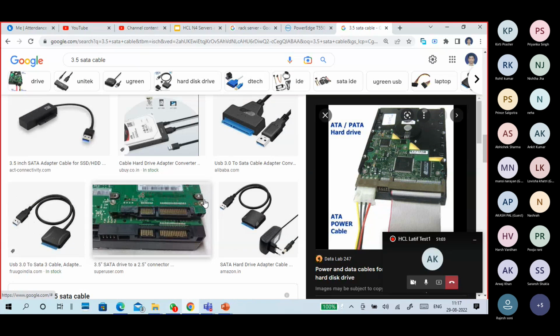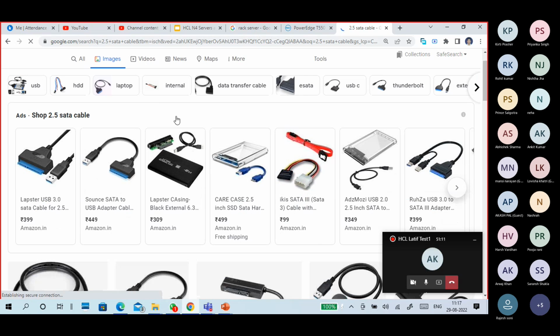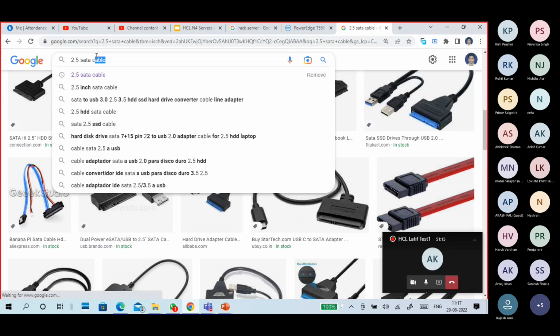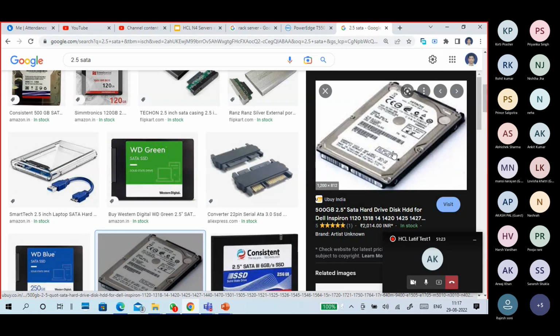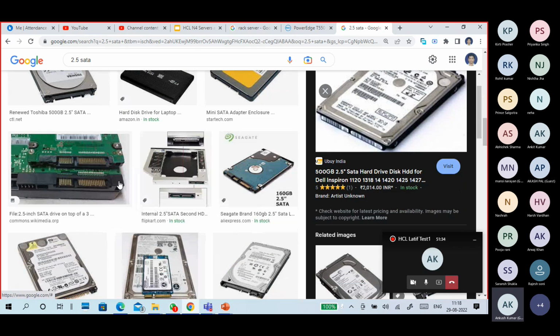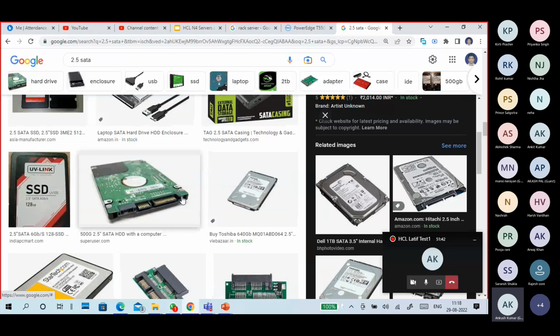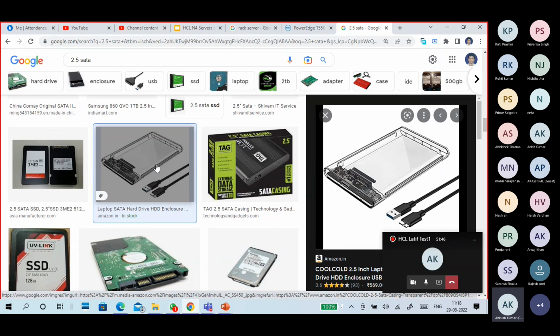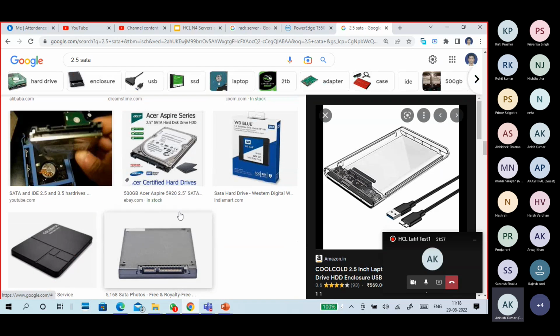Next one is 2.5. 2.5 inches is usually for laptops. 3.5 for desktops, 2.5 for laptops. Also, you can use it for mini PCs. That also uses 2.5. And if you have any 2.5 hard disk, you can purchase an arrangement like this and use it as an external hard disk also. That is a possibility.